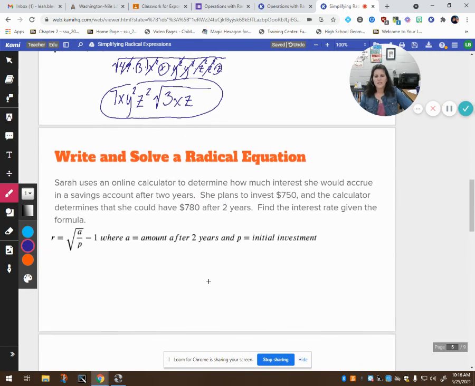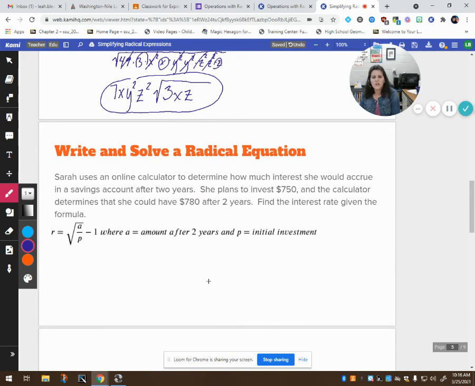All right, so let's write and solve a radical equation. It says Sarah uses an online calculator to determine how much interest she would accrue in a savings account after 2 years. She plans to invest $750, and the calculator determines that she could have $780 after 2 years. Find the interest rate given the formula. So we have A is the amount after 2 years. P is the principal investment. So she has 780, it says, after 2 years.